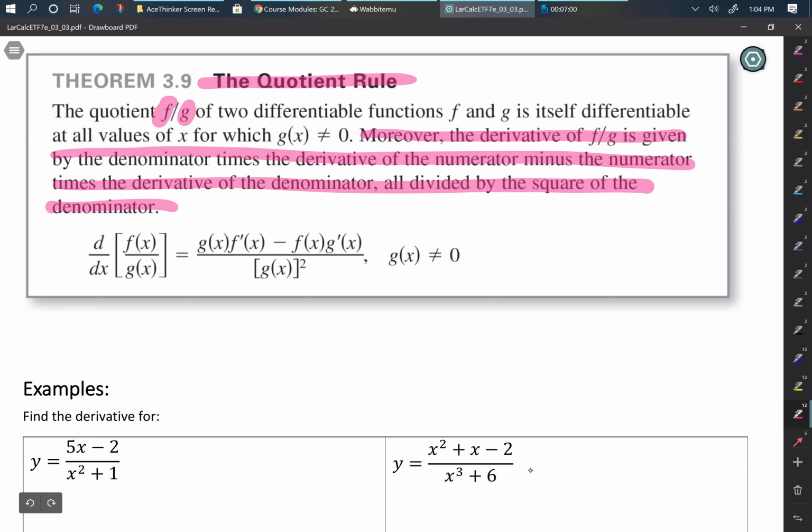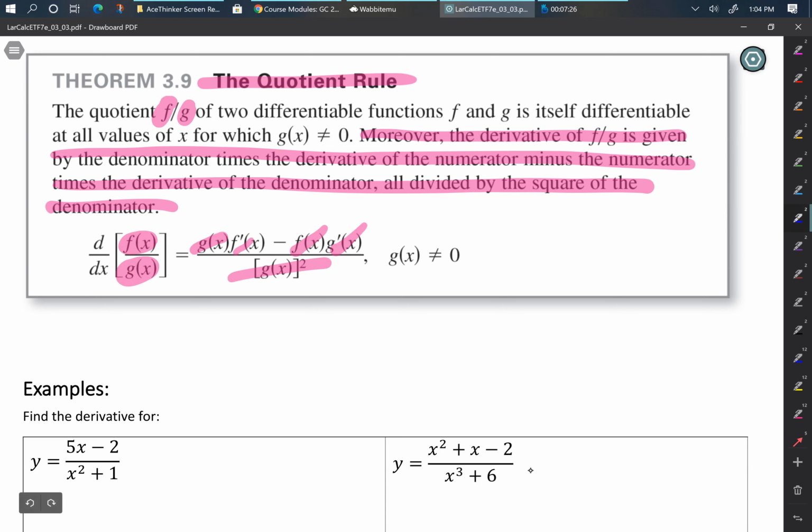Here it is as a formula. Let's take a look at it. I'm going to call this top. I'm going to call this bottom. So the derivative of f divided by g is the bottom multiplied by the derivative of the top minus the top multiplied by the derivative of the bottom, over the bottom squared. It is g times f prime minus f times g prime over g squared.